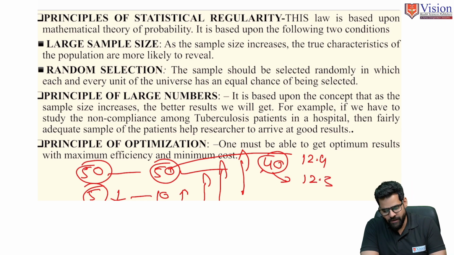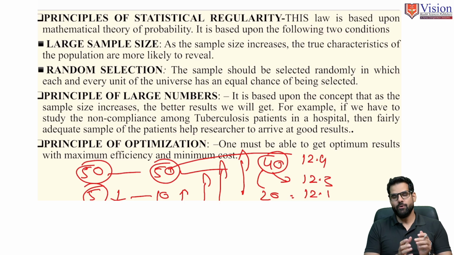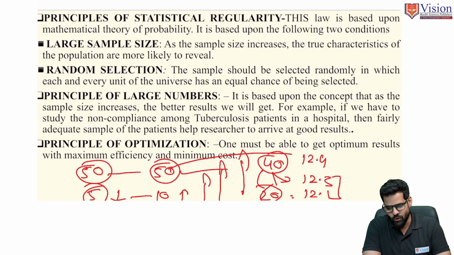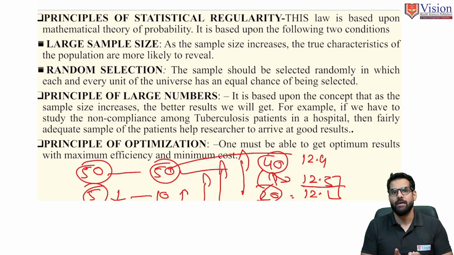and if you've taken only 20 samples and this hemoglobin level is 12.1, so now you have to decide as a researcher. You are getting almost similar accuracy, but the sample size is almost double. After collecting data from a 40 sample, you are getting accuracy that is almost similar to the sample that you took from only 20. So that is the principle of optimization.